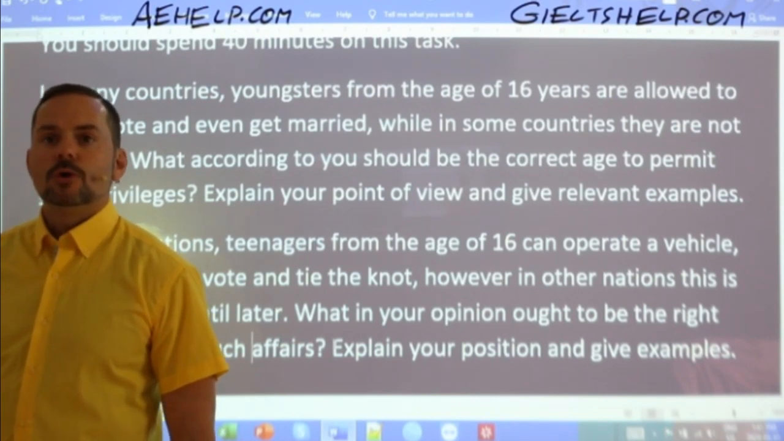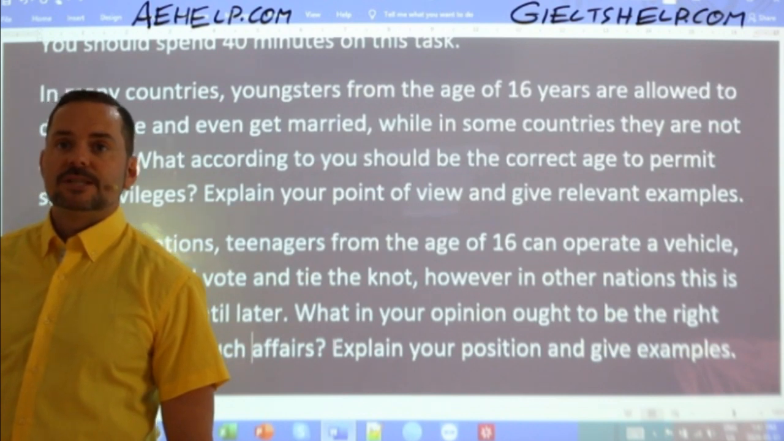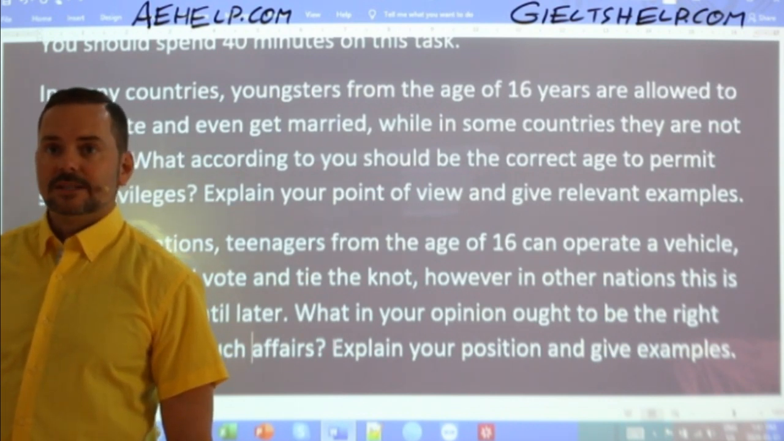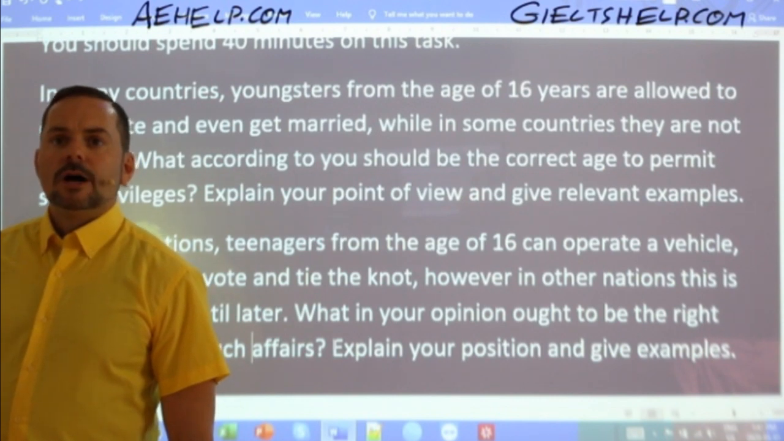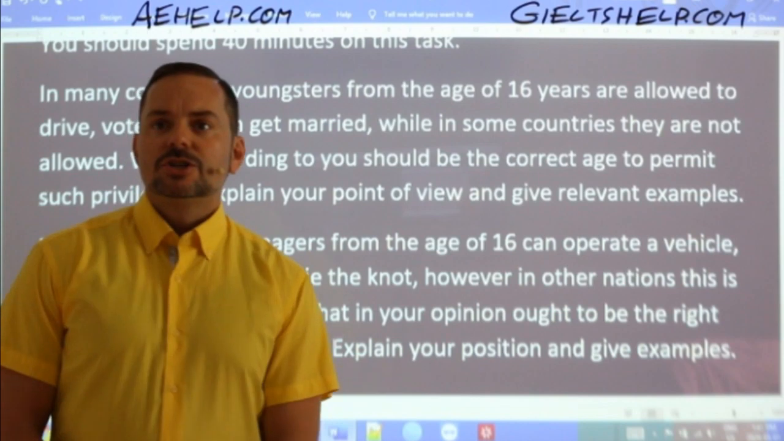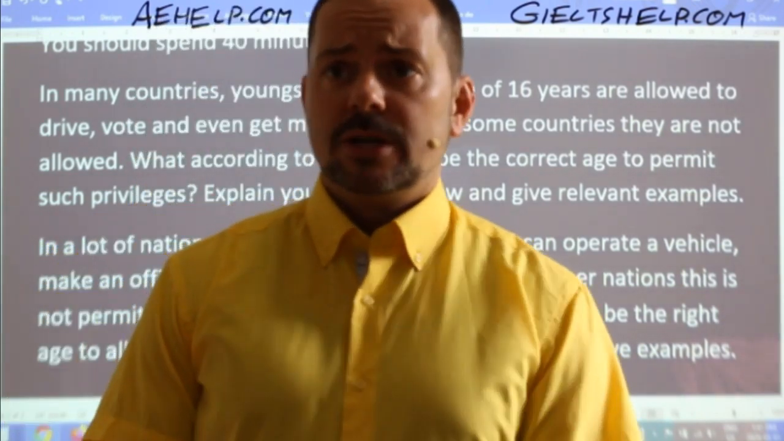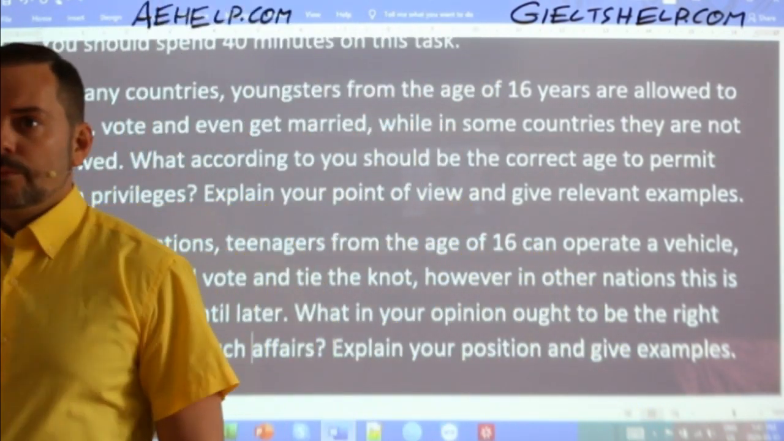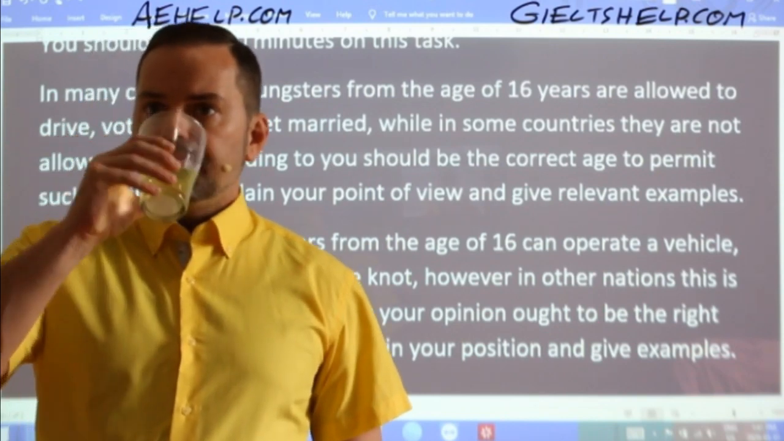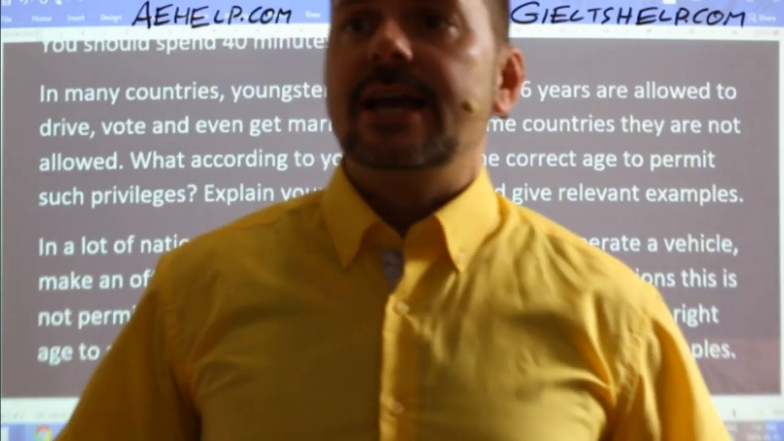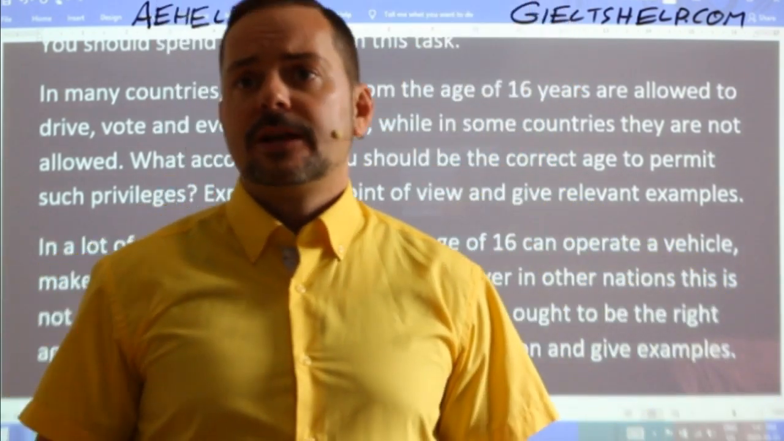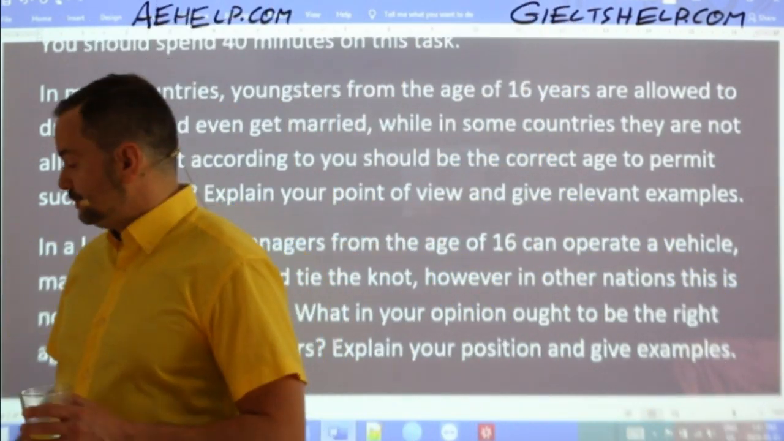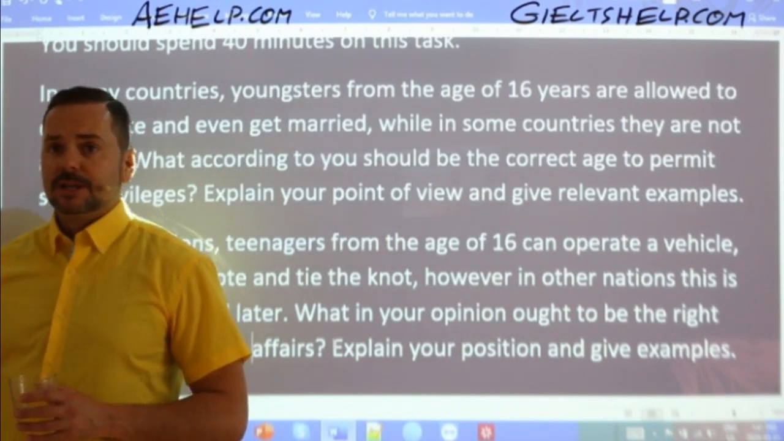All right, now, let's see. I'm going to read the rest of them too here for just this paraphrasing, everyone, and then I'm going to do selective reading for the other parts of the writing, okay? So, Sammy says, in most nations, youngsters from the age of 16 are permitted to drive, vote, and even get married, whereas in some other nations, they are not permitted. What, according to you, must be the right age to allow such privileges? Explain your thoughts and give proper examples. Very nice, Sammy. Work on paraphrasing even more, but that's definitely a good start, Sammy.